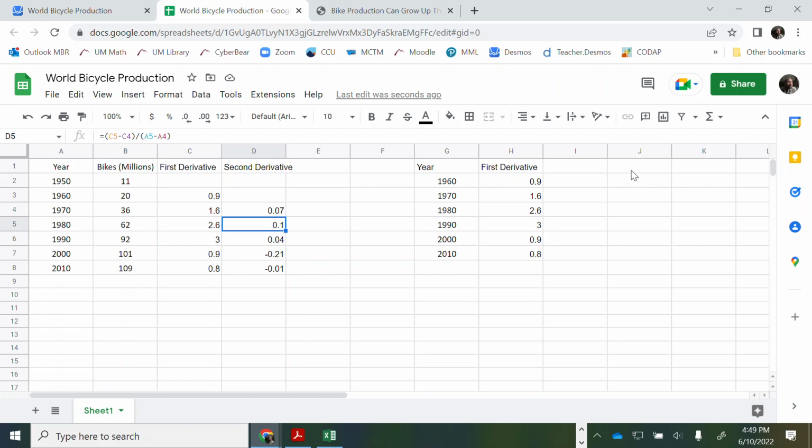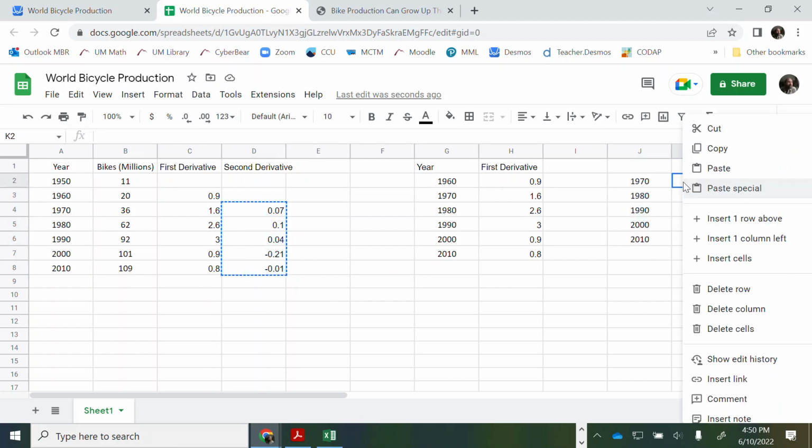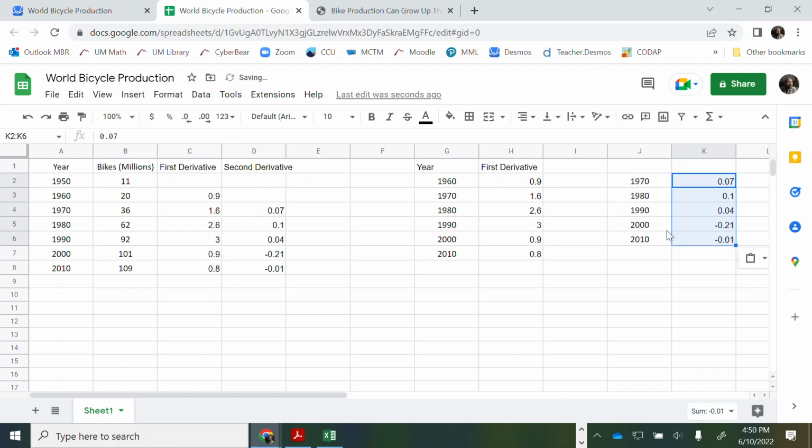So again, I want to plot this as a graph and try to understand it. So I will take just these years, 1970 to, oops. I'll copy those ones and put them over here. And I'll copy these ones and put them over here. And remember, paste special values only. And I want year and second derivative. We'll just edit this. Year and second derivative. And we'll get a picture of this guy as a graph.